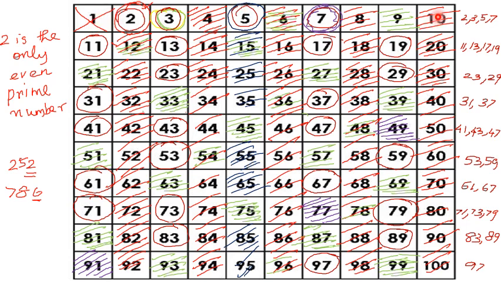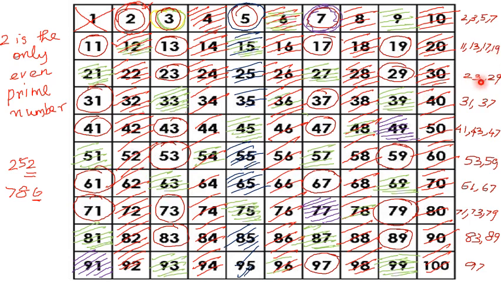This is how you should be writing. Number of prime numbers between 1 and 100 is equal to this much. Write all these prime numbers. Then you write the number of prime numbers between 1 and 10. How many are there? 2, 3, 5, 7. That is why I have written in each row, children. Between 10 and 20 you have 11, 13, 17 and 19.